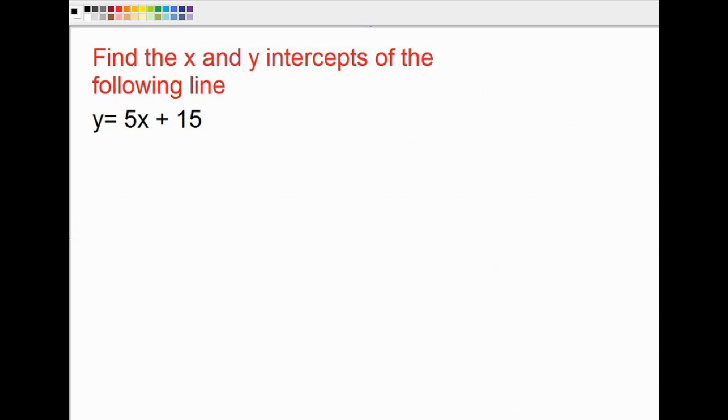So let's look at another example of an equation of a line, and where we'll find the x and the y-intercepts. So here, the equation is written as y equals mx plus b. So right away, we know what the y-intercept is looking at this equation. We know the y-intercept is positive 15. So our y-intercept is at the coordinate 0, positive 15, or 0, 15.